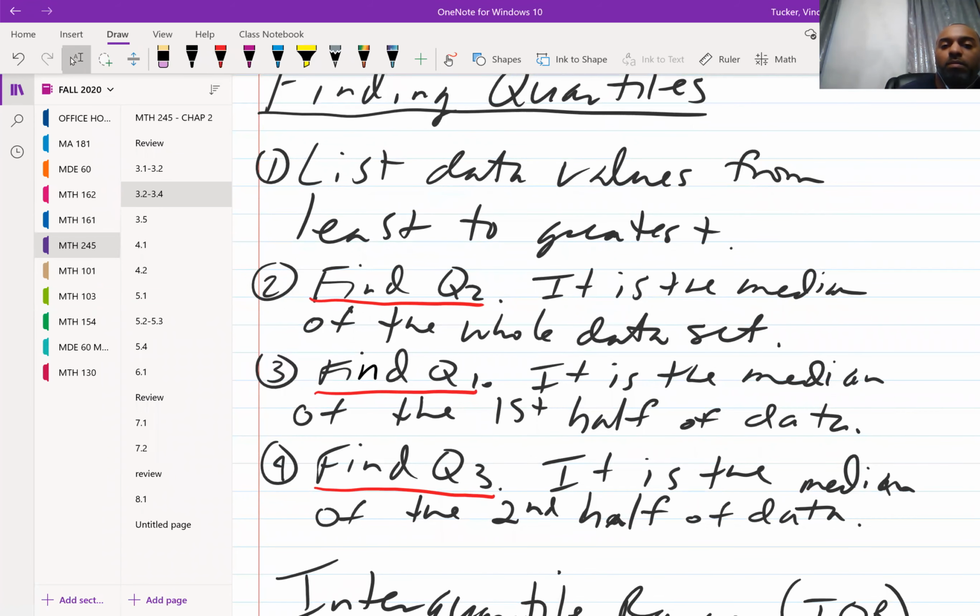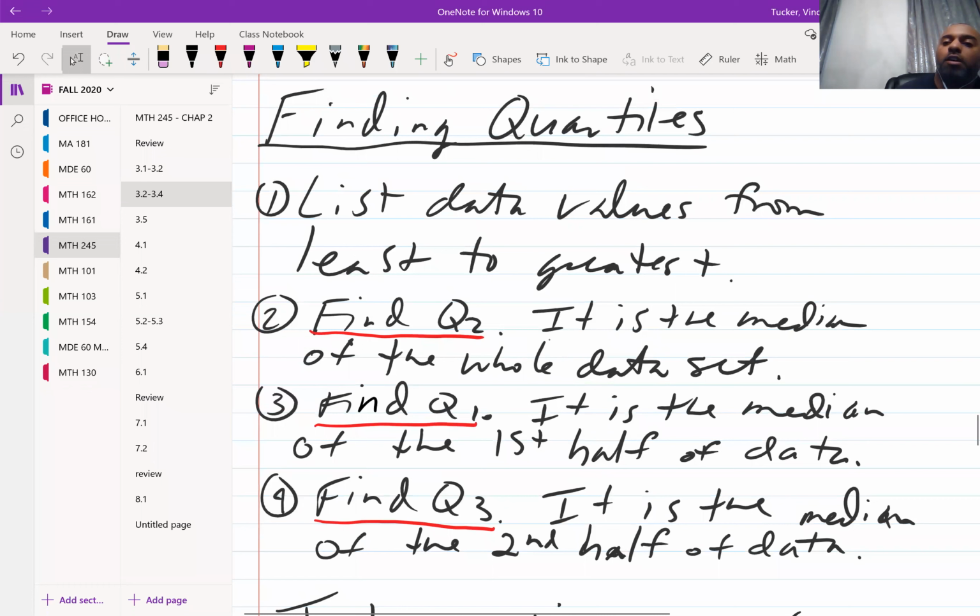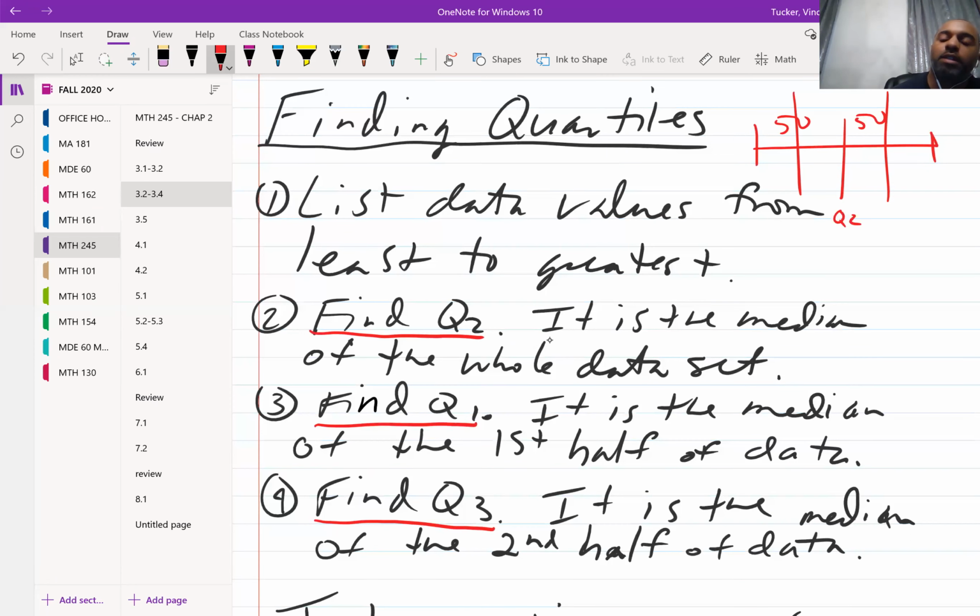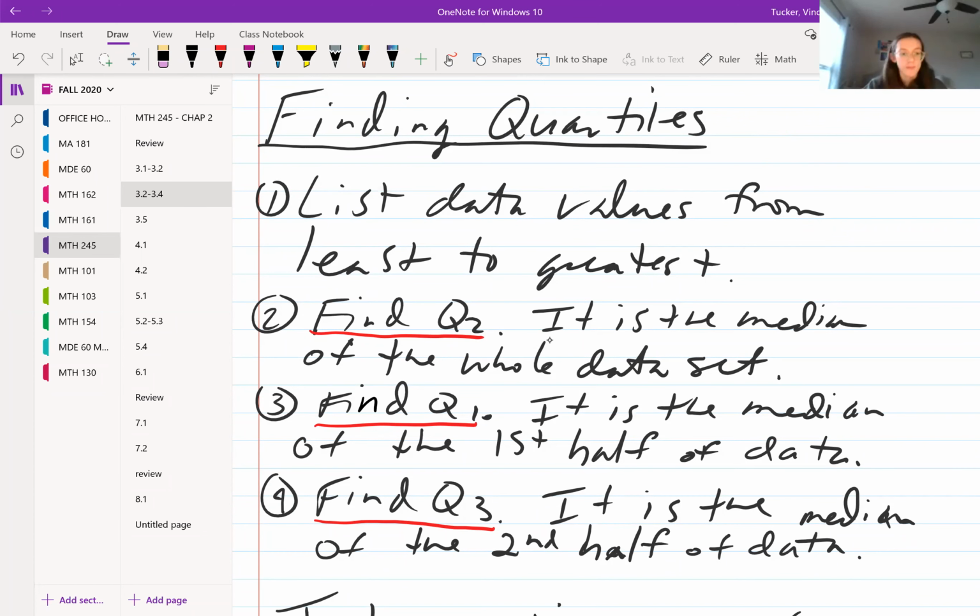Why do you do it in that specific order? Let's say this line represents our data set, and remember, we're going to split our data into fourths. It's easier if I find Q2 first, because then that splits my data into 50%. Then I split this half and this half again. That's the easiest way to do it, but you'll see when we go through the process in a second.